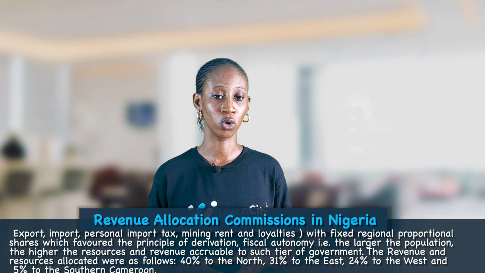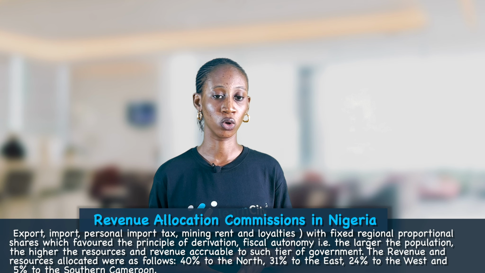So this principle also favored the principle of derivation, in that it is what the states bring in that determines what the government gives them. So the larger the population, it favored the principle of derivation. Also, the Raisman Commission of 1958 recommended fiscal autonomy. The higher the population, the higher the resources and revenue accruable to such tier of government.